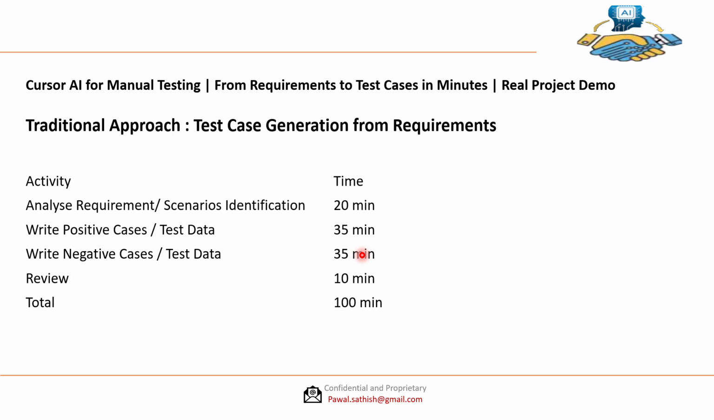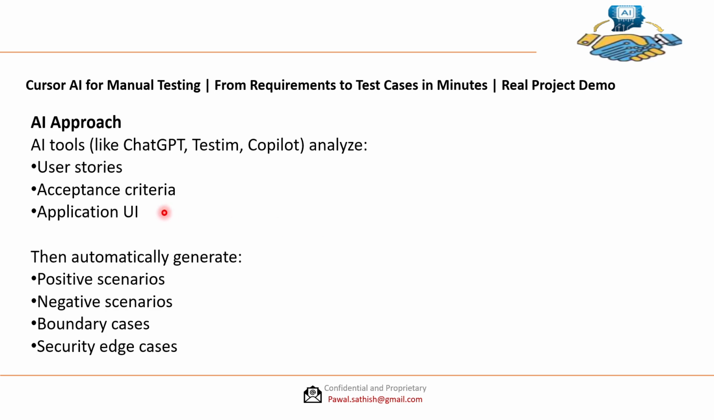Here we will use the AI approach, AI tools like ChatGPT and Copilot. We'll ask it to analyze the user story, acceptance criteria, and the application UI. And the AI will automatically generate the positive scenarios, negative scenarios, and boundary cases. And if our application also supports security edge cases, we'll give the prompt and it will generate them automatically within minutes.